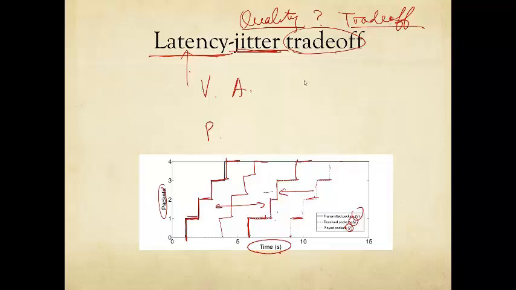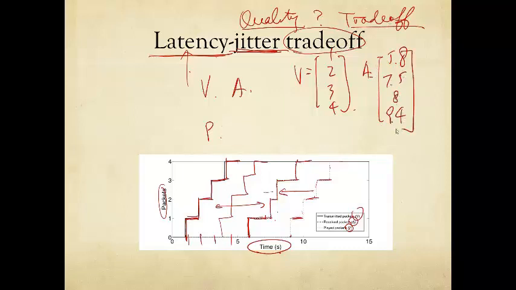Now in this case, let's say V is, to be precise, 1, 2, 3, 4 are the timing. Uniform. And A is not uniform timing anymore. It starts with 5.8, and then 7.5, and then 8, and then 9.4. In this numerical example.